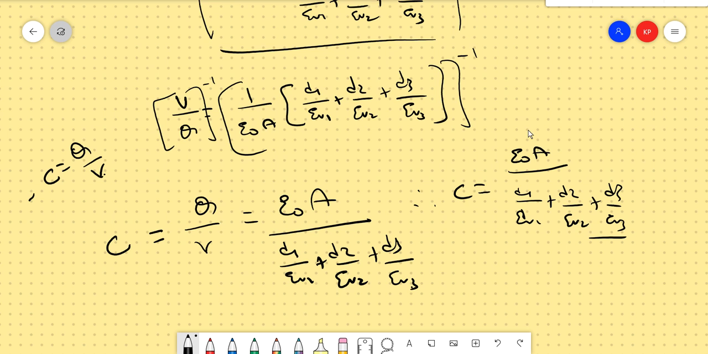So I think we can stop here, and we will do some problems in the next class regarding the capacitance. And after that we will see what are the types of capacitors, and we can see capacitors in series, capacitance in parallel. Okay, so up to now this is our class.